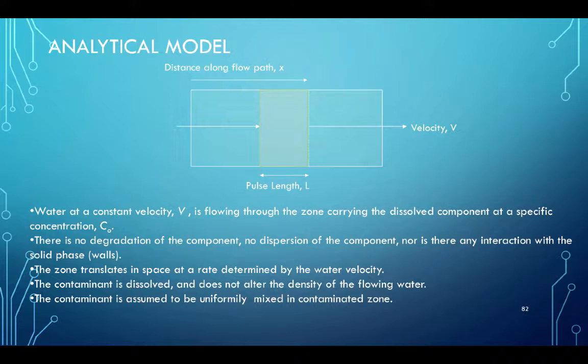So if we take that previous problem setup and cast it in the structure shown here, water at a constant velocity is flowing through a zone carrying some dissolved component, concentration C0. There's no degradation of component, no dispersion, no interaction with the solid phase. The zone translates in space at a rate determined by water velocity. Contaminants dissolved do not alter the density of flowing water and are assumed to be uniformly mixed in the contaminant zone.